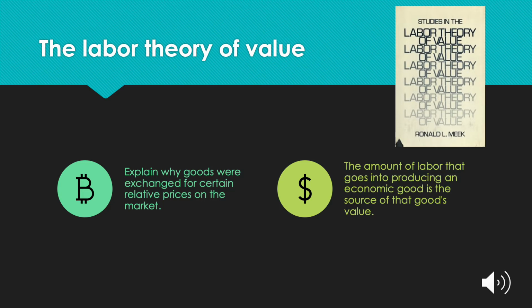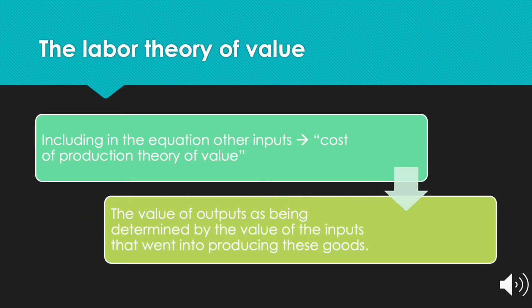So basically, the amount of labor that goes into producing an economic good is the source of that good's value. Sometimes the labor theory of value is generalized a bit more by including in the equation other inputs, and the theory turns into a cost of production theory of value. But in all forms, in the labor theory of value and its broader interpretations, we consider the value of outputs as being determined by the value of the inputs that went into producing these goods.